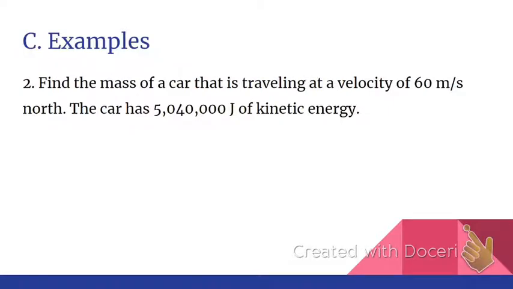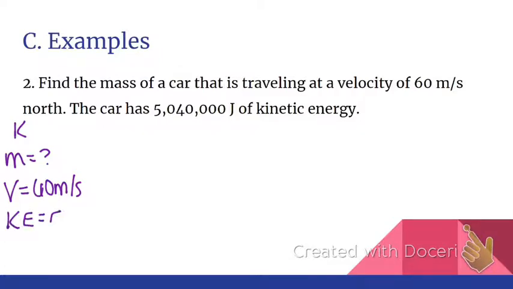Okay, so as we look at example 2, it says find the mass of a car. So I can go ahead and start working on setting up my KFPS chart. And it starts out by telling me right away that I am finding mass. It's traveling at a velocity of 60 meters per second north, so we can include the velocity. And it tells us that the kinetic energy is 5,040,000 joules.